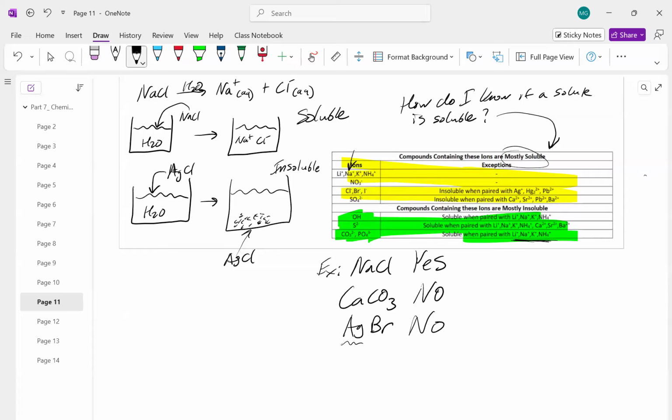So as I said before, I will give you this table, but you need to know how to use it and be able to predict if an ionic compound is going to be soluble or not in water. And when we get into the next video, we'll see why this is important when we're describing a certain type of chemical reaction.